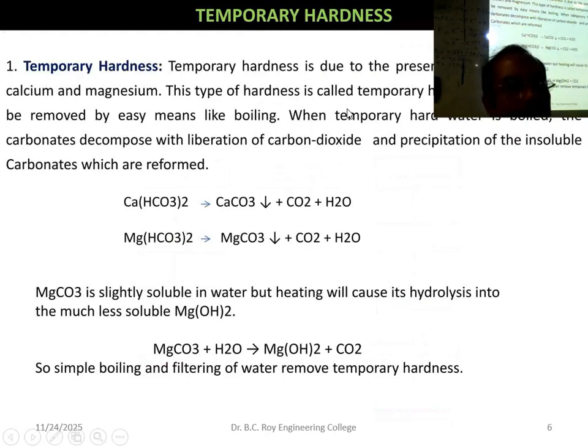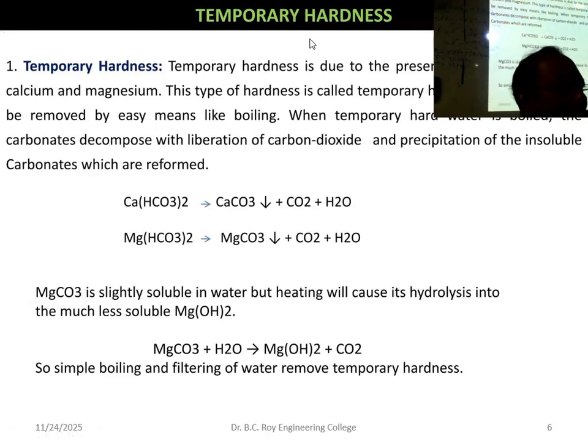Leave it. Temporary hardness is removed by boiling, as I told. So this is the boiling. Just go through. I'm giving you time. This is bicarbonate. This is becoming carbonate, insoluble. Carbon dioxide goes out because at a higher temperature, carbon dioxide will not be soluble, so it goes out. Here also, carbon dioxide goes out.